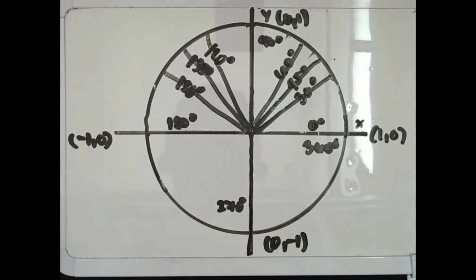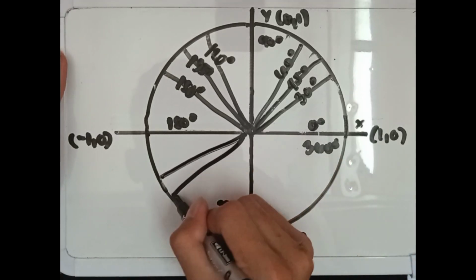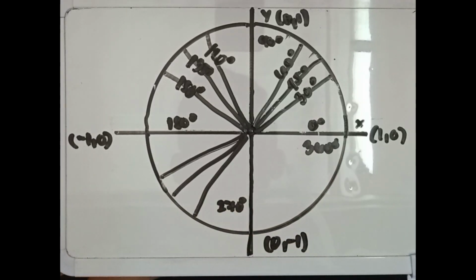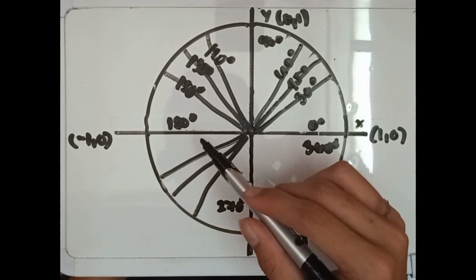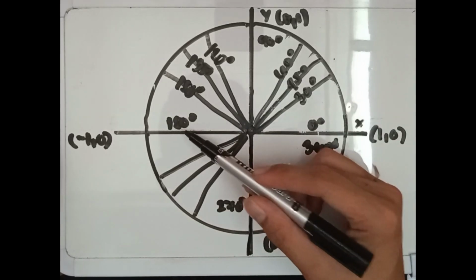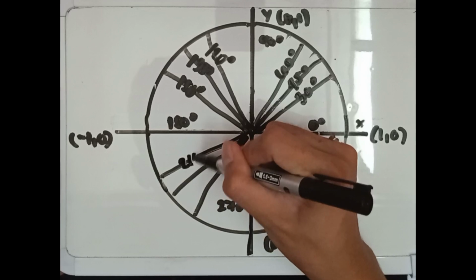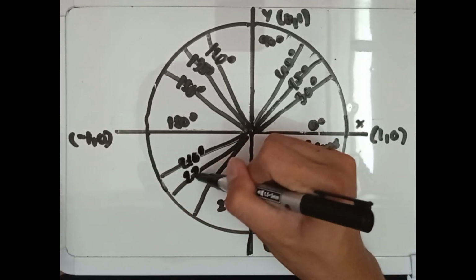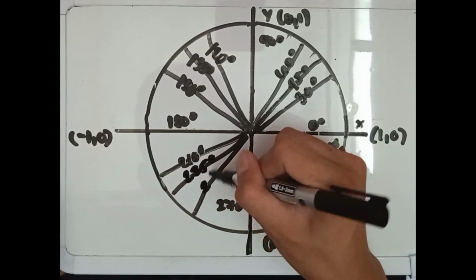Now let's move on to the third quadrant. In order to get the values of the third quadrant, we need to add 180 degrees to the degrees in the first quadrant. 180 degrees plus 30 degrees is equal to 210 degrees. And this one is 225 degrees. And the last one is 240 degrees.